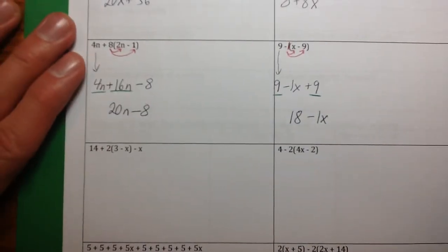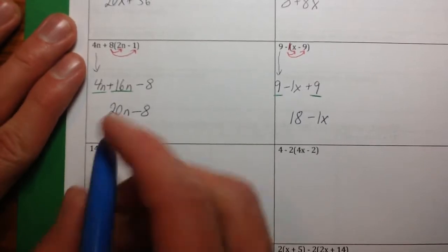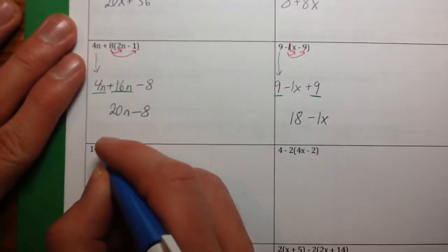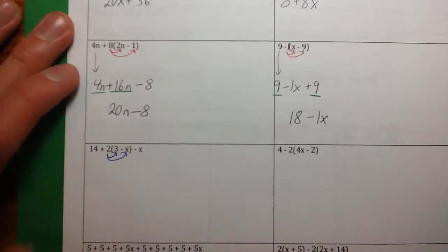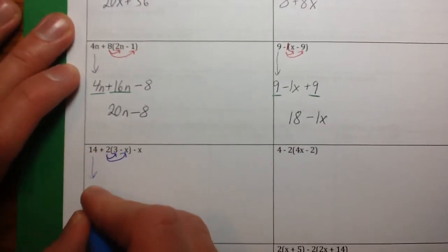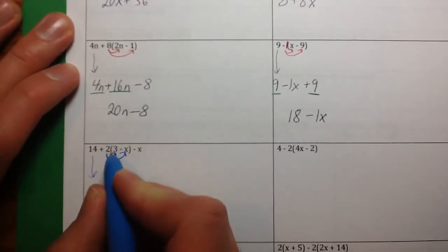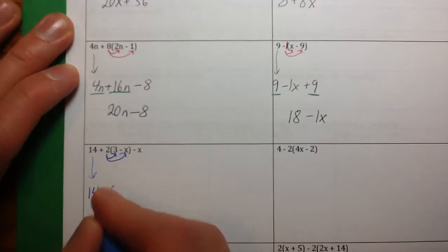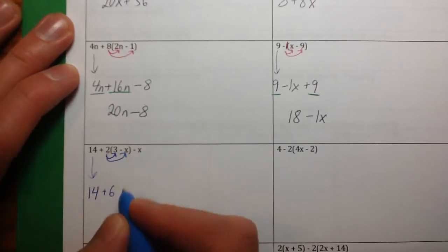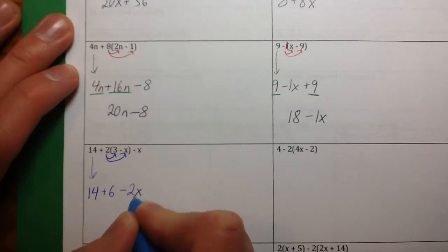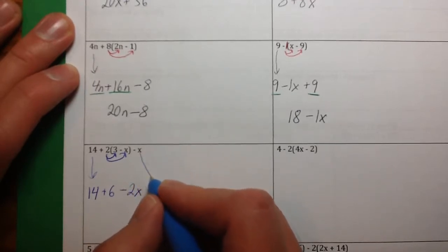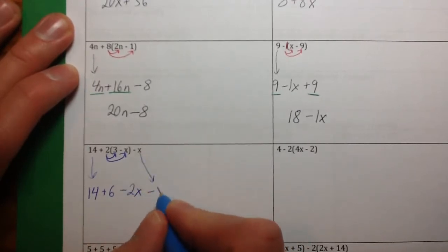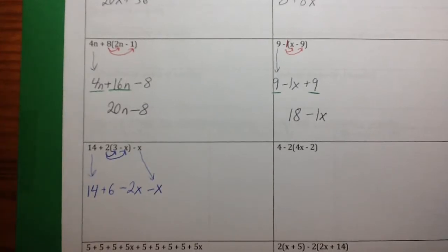So it's illegal to go 14 plus 2. No, I need to do 2 times 3, 2 times negative x. This 14 just comes right on down. 2 times 3 is 6. It is positive. 2 times negative x is negative 2x. And we never messed with that negative x. There we go. And now we have a couple pairs of like terms.